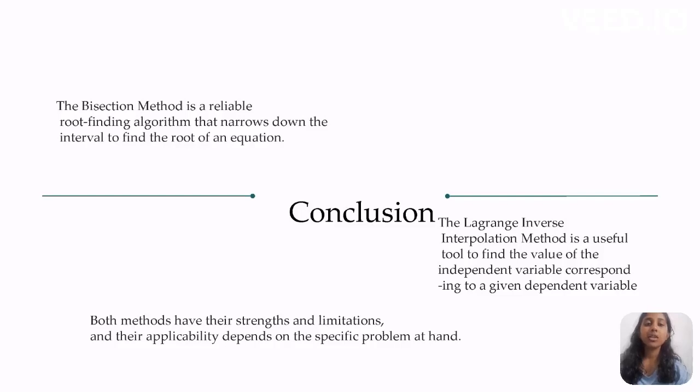Conclusion: the bisection method is a reliable root finding algorithm that narrows down the interval to find the roots of the equation. Lagrange's inverse interpolation method is a useful way to find the value of the independent variable corresponding to the given dependent variable. Both methods have their strengths and limitations, and their application depends upon the specific problem at hand. These are the types of basic bisection method and Lagrange's inverse interpolation method.